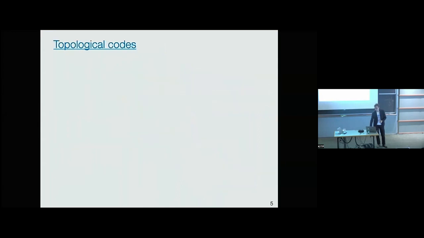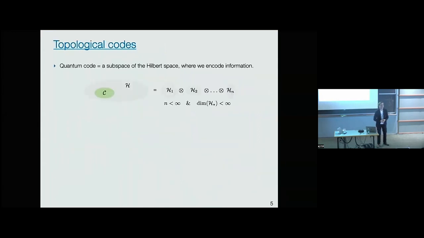So what is a code? A quantum code, very abstractly, is a subspace of the Hilbert space where we encode information. And typically, we assume that the Hilbert space admits a tensor product decomposition into smaller Hilbert spaces. Each of those small Hilbert spaces captures some finite dimensional system. And a typical assumption in quantum error correction and fault tolerance is that noise affects each of those constituents somewhat independently.